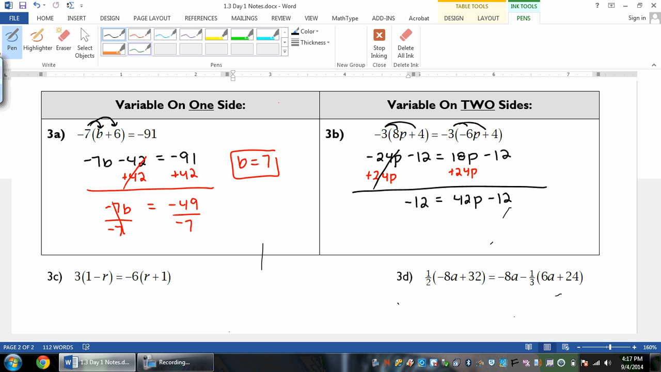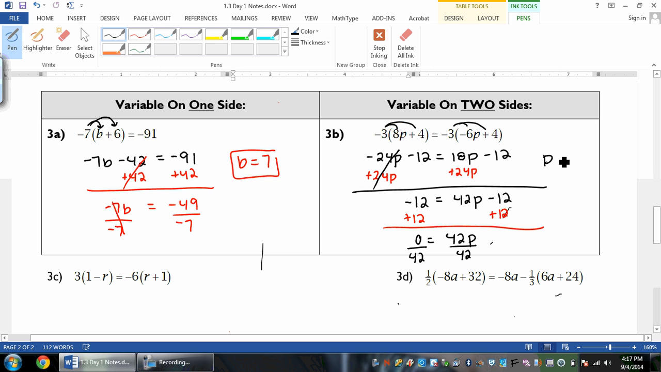Okay. Next, I have to cancel adding and subtracting first, so I'm going to add 12 to both sides. Negative 12 plus 12 is 0, and that's going to equal 42p. Now 42 is being multiplied by p, so to get p by itself, you're going to divide by 42. And 0 divided by any number is just 0. So p is going to equal 0.